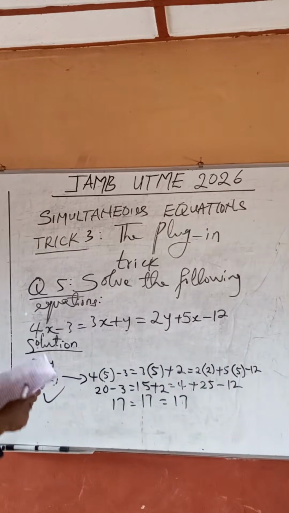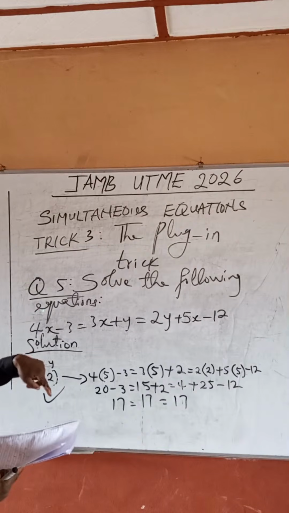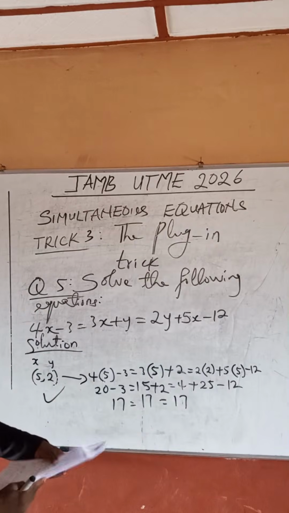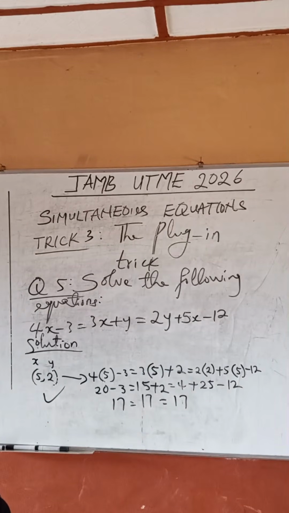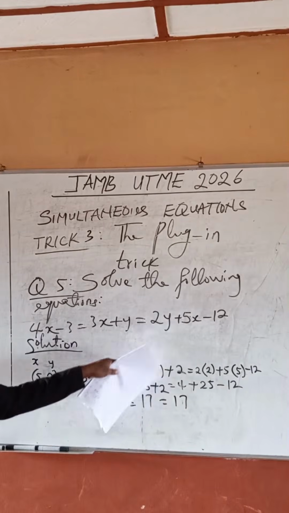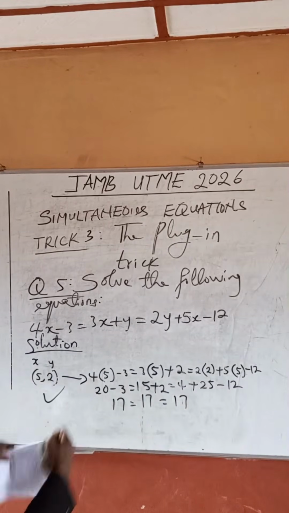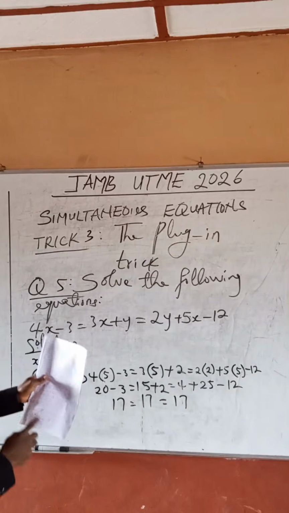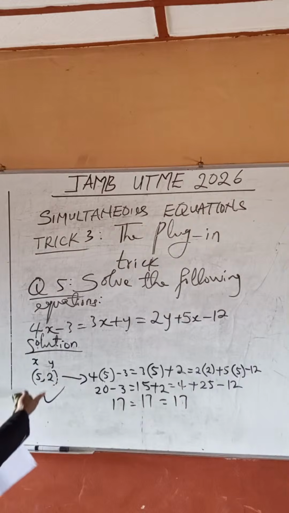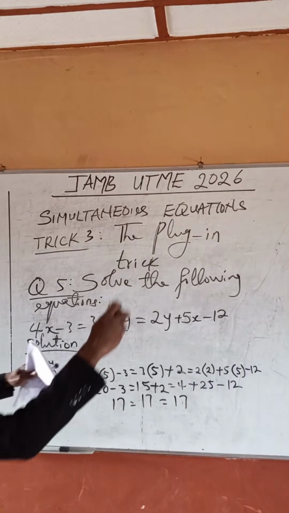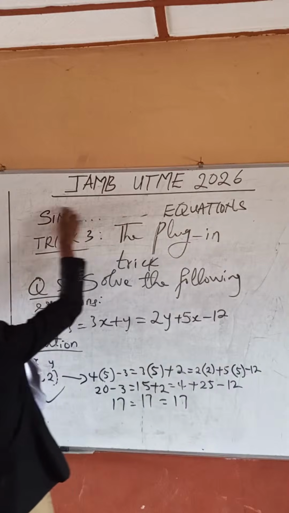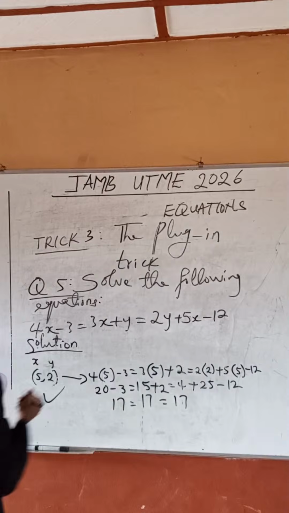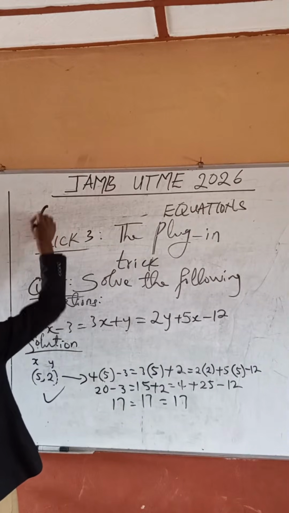Now, let's use the plug-in method for the next topic, which is quadratic equations. I do hope this method is well understood. If you didn't get it, use another pair. You can use the minus 2 and minus 5, or you interchange the 2 and 5, and we're going to get the same answer. We proceed straight to quadratic equations because we have been dealing with simultaneous equations.